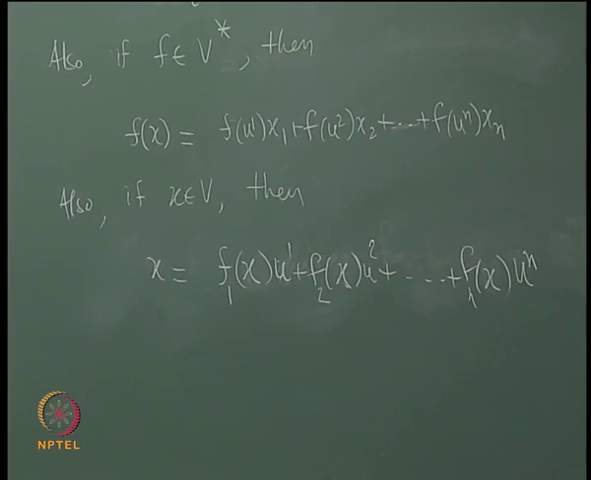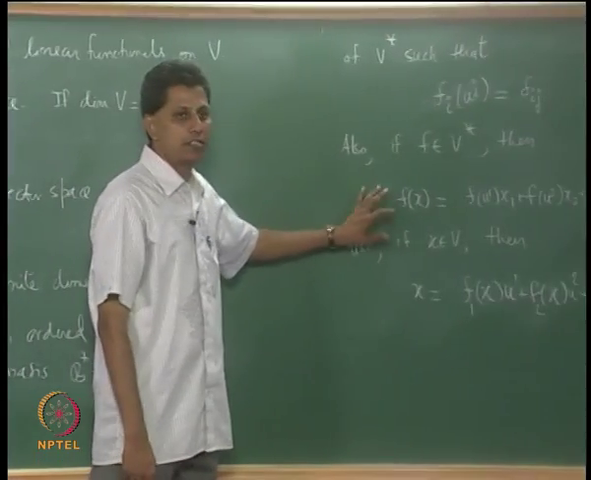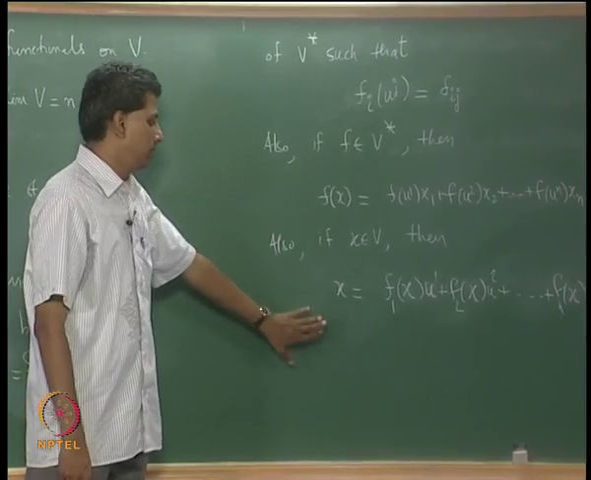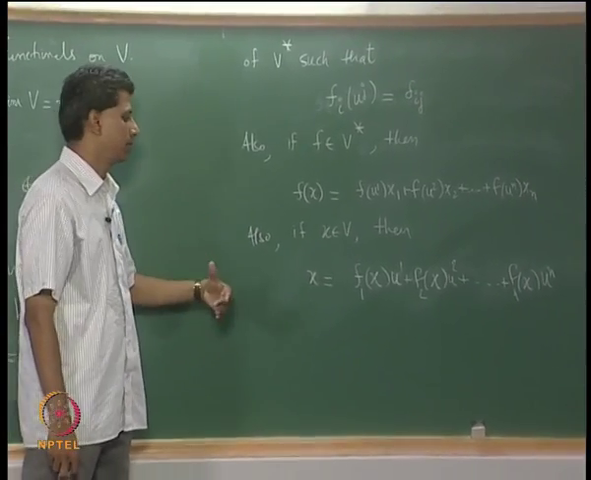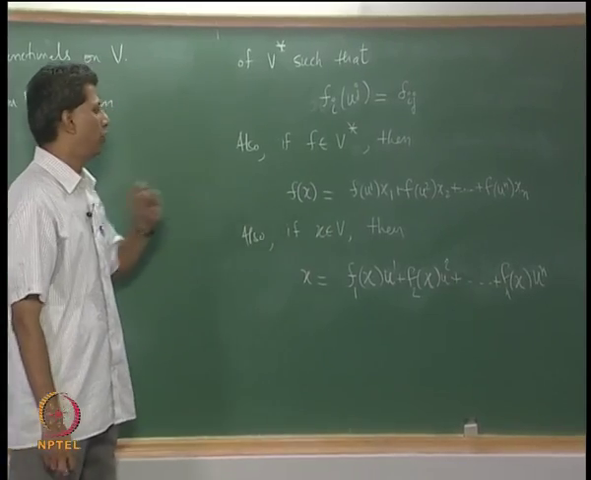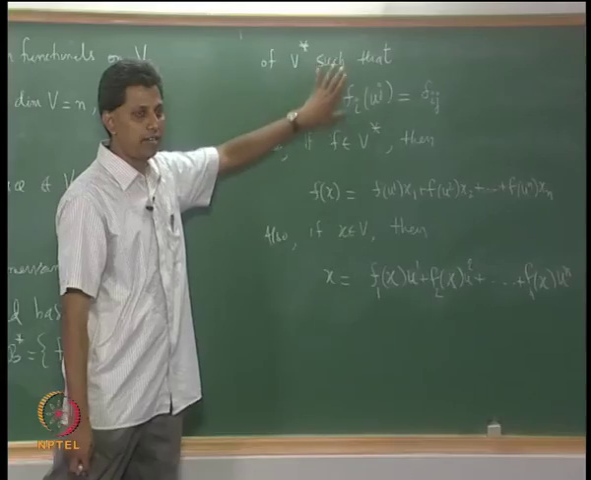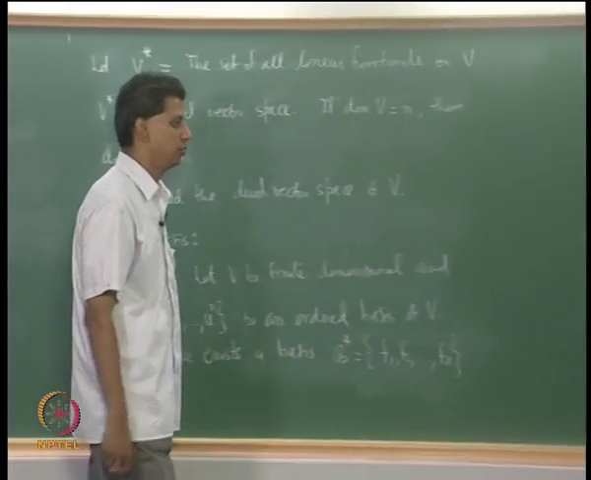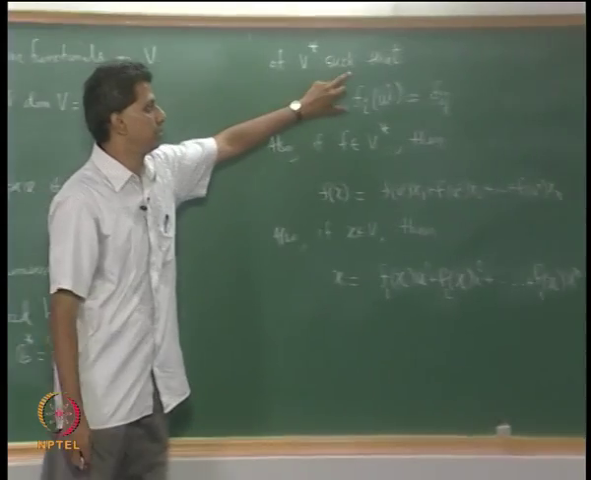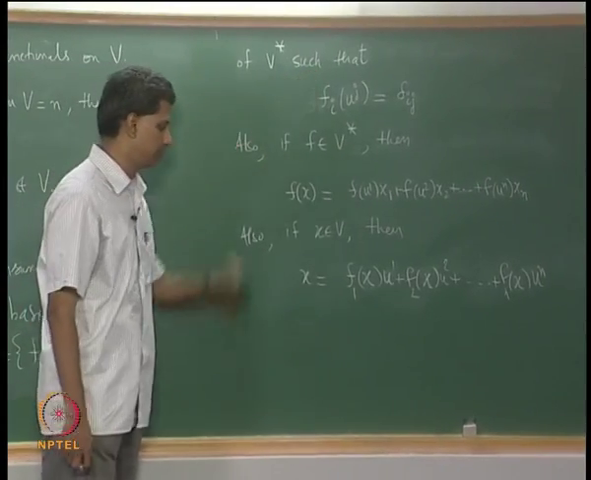Okay. So, we will prove all these representations. This is a representation for any functional on V. Any vector x in V can be written in this manner. Foremost is that fi's and uj's are related by means of these n square equations. Okay. So, let us prove this.